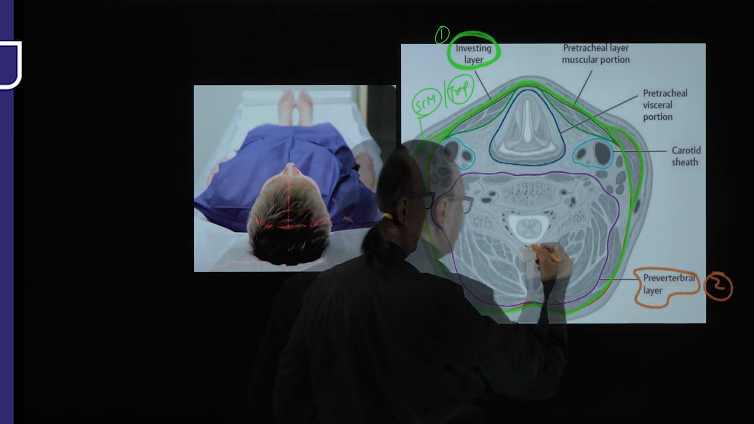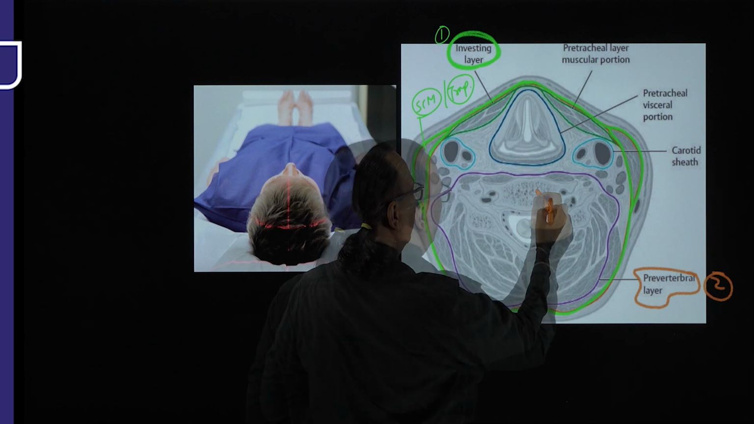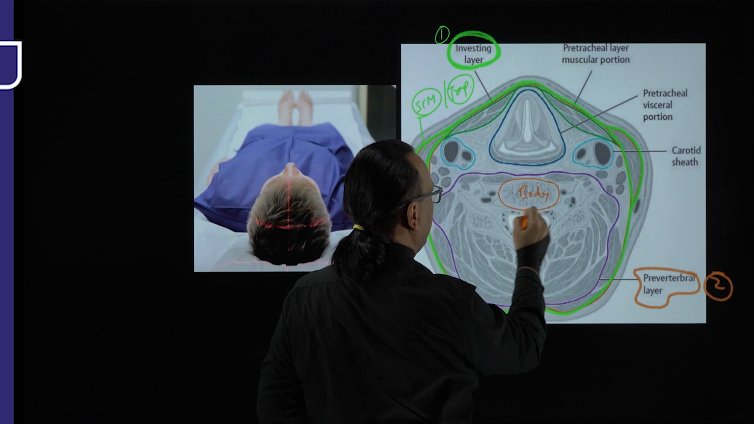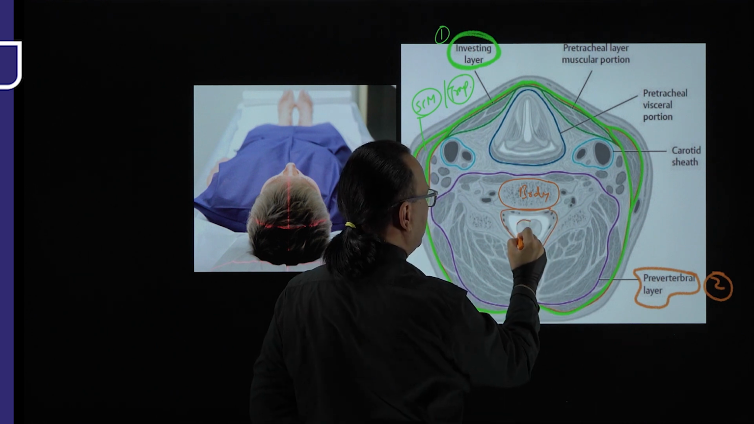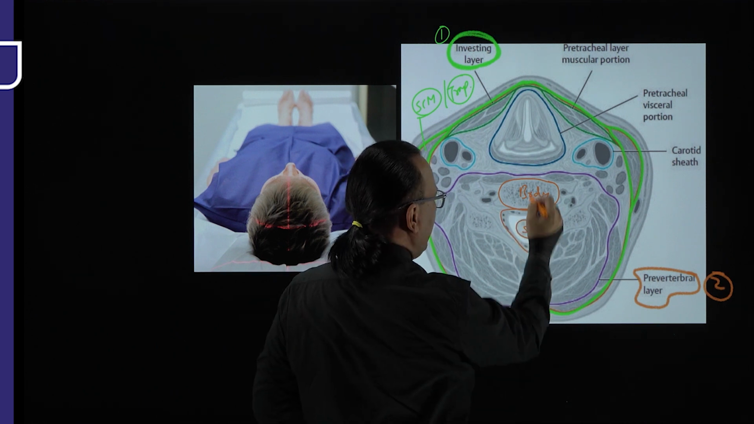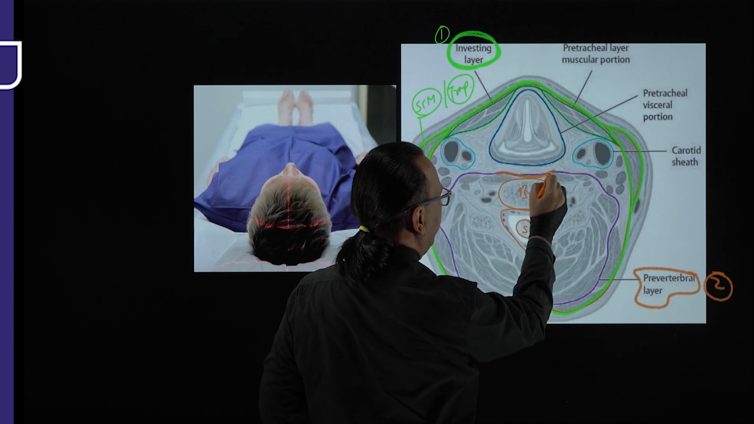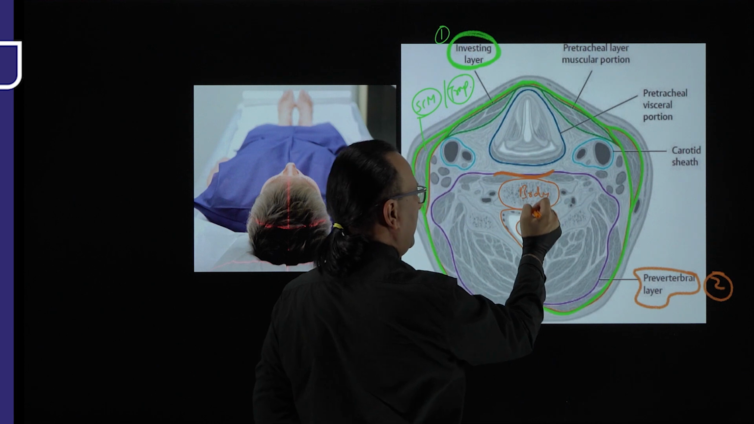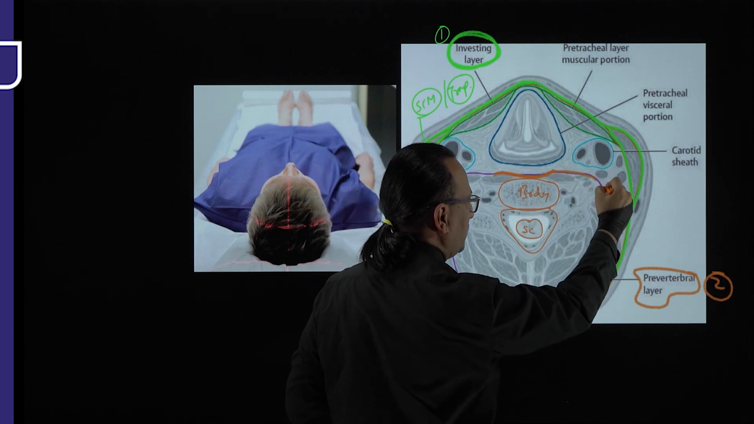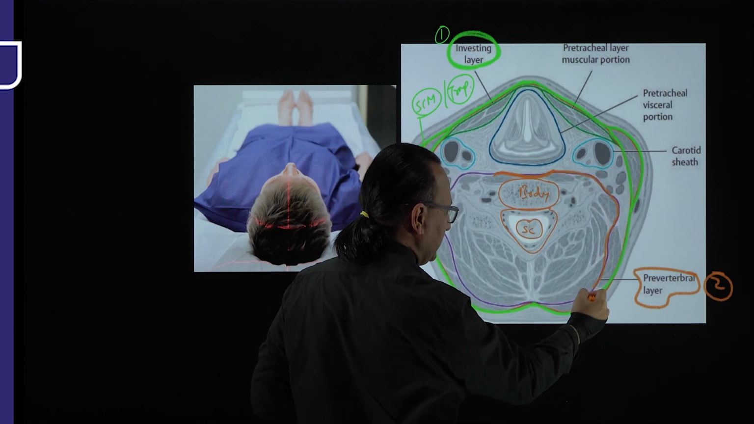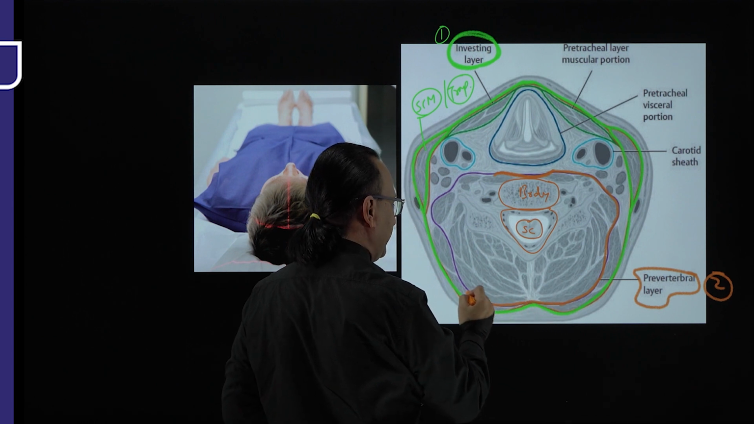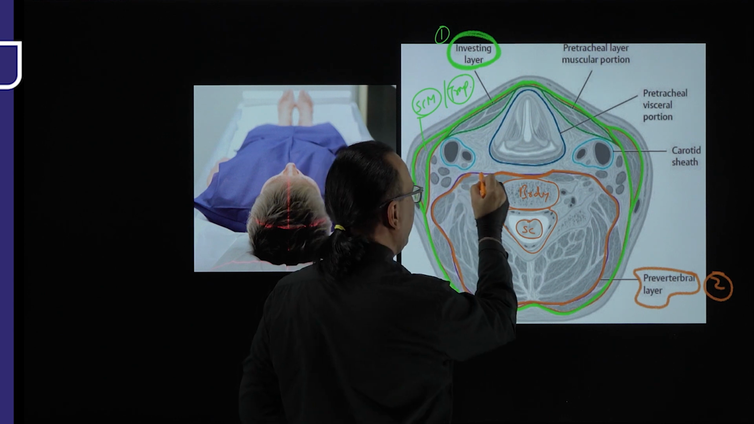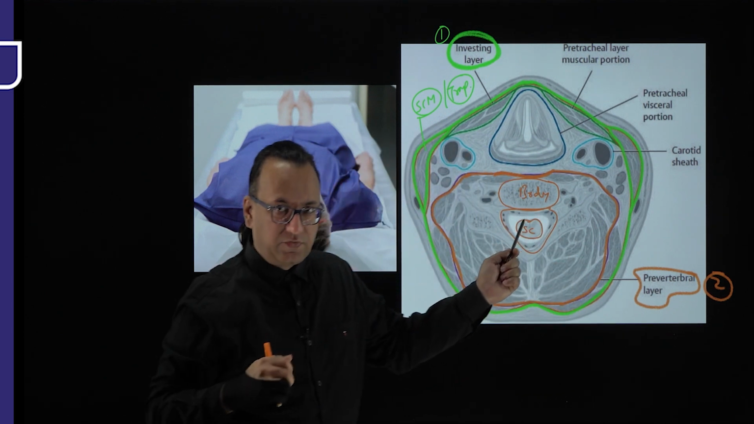The name is such because it is in front of the vertebra. You can see this is the body of the cervical vertebra, and this is the vertebral canal, in which you can also see the spinal cord. So in front of the vertebra, this is the prevertebral layer of deep cervical fascia, and it is not only in front of the vertebra, but as you can see, it is going around the vertebra, covering the paravertebral muscles. As you see, these are the paravertebral muscles surrounded by the prevertebral layer of deep cervical fascia, number two.